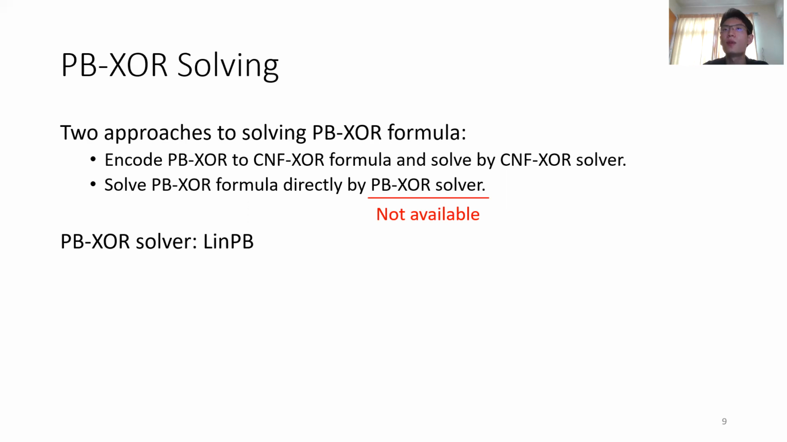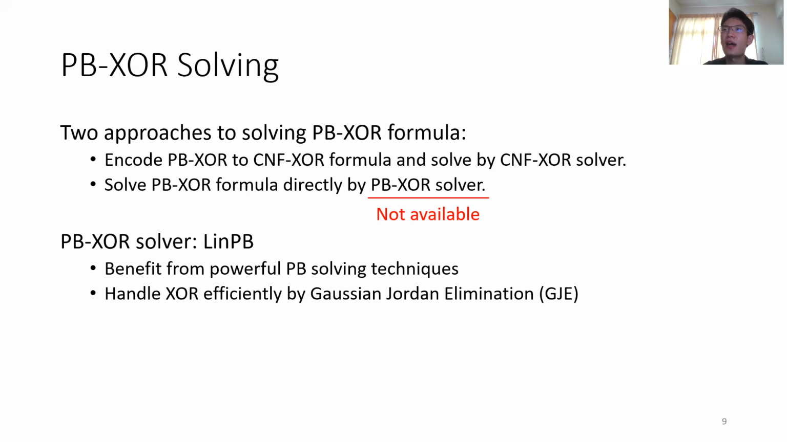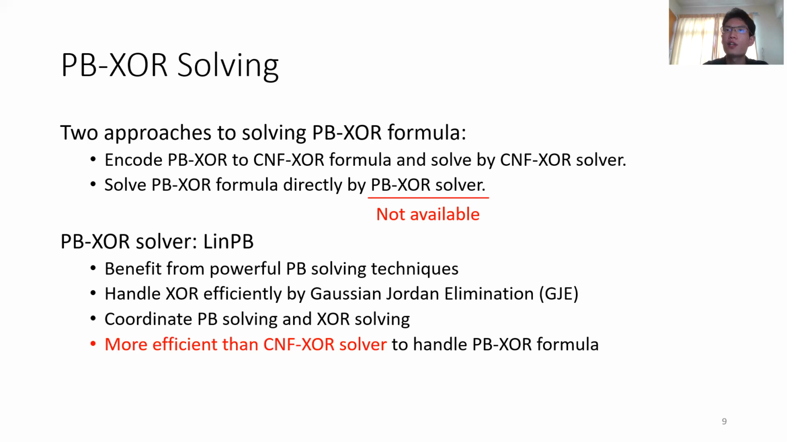In this work, we propose the first PB-XOR solver, LimPB. It enables a solver to benefit from the powerful PB solving techniques and can handle XOR constraints efficiently by Gauss-Jordan elimination. The solver also can coordinate PB solving and XOR solving well. Finally, we will empirically show the PB-XOR solver is more efficient than the SAT XOR solver at handling PB-XOR formulas.